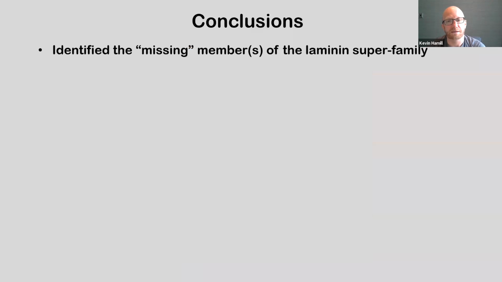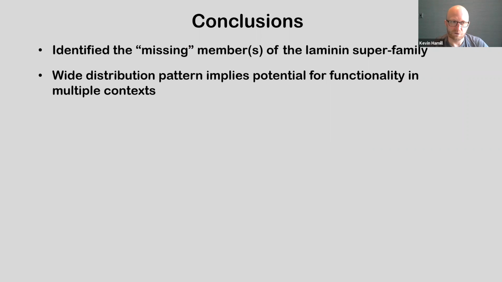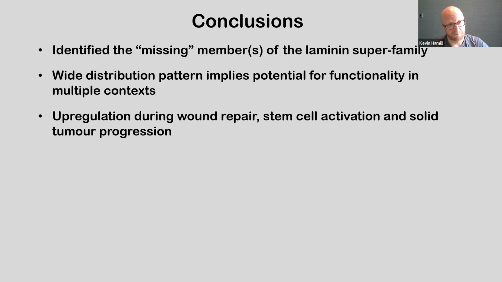I'll just quickly summarize what I've shown you. So we've identified the missing member of the laminin superfiber family, and we've shown that they've got a wide distribution pattern that means that they could be relevant to a whole bunch of different contexts. And that is something that we have all the tools now to ask those questions. So if there's something in particular that you're interested in, it'd be quite nice to see whether this protein is functional within that region. I've shown you that in certain contexts where remodeling of the basement membrane occurs, we have an upregulation of at least one member of this new subgroup of the superfamily of the LaNt proteins.